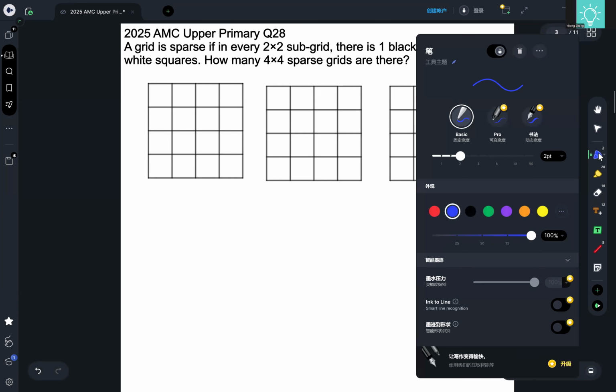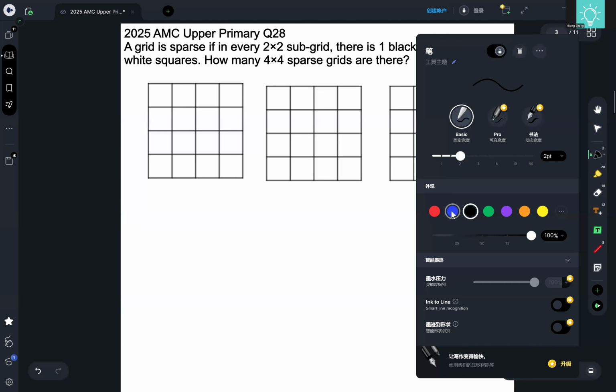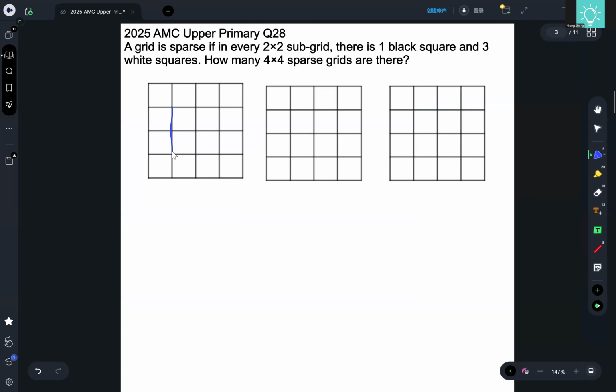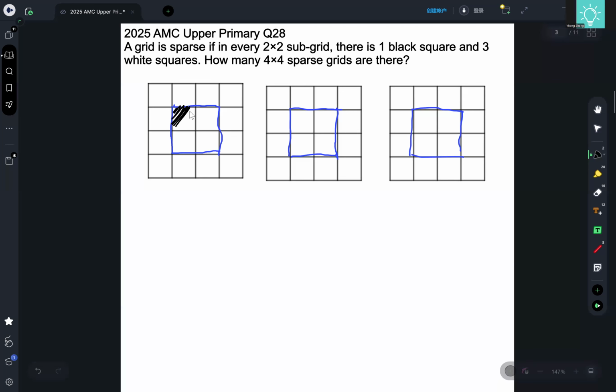So to approach this kind of question, the first thing to do is just to try and find some sparse grids. The first thing to notice is just look at the middle subsquare. This is a 2 by 2 subsquare, which means exactly one of the four squares in the middle must be black and the other three are white. So let's assume that this square on the top left here is black. And since only one square in each 2 by 2 subgrid is black, these must be white. So I'm going to denote this with a cross.